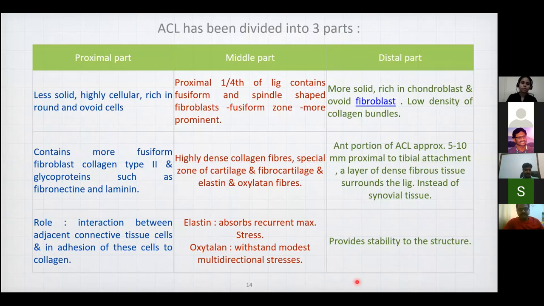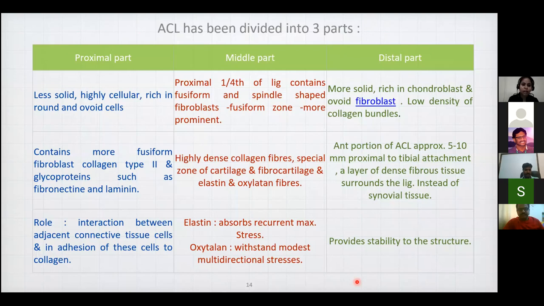Okay, so we were seeing the three parts: proximal part, middle part, and distal part. We have seen how it transitions from a less solid to a more solid form. Now we will see what each part contains and why they are so different.